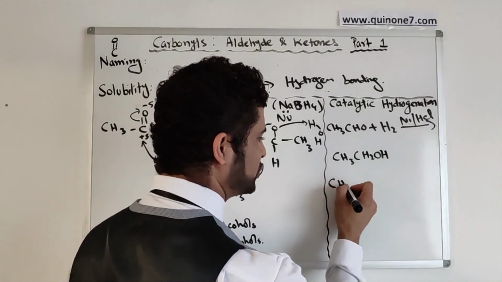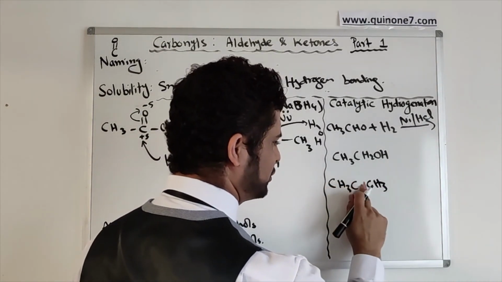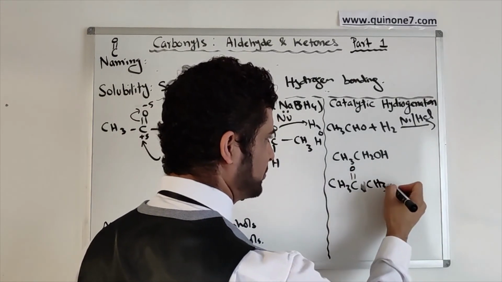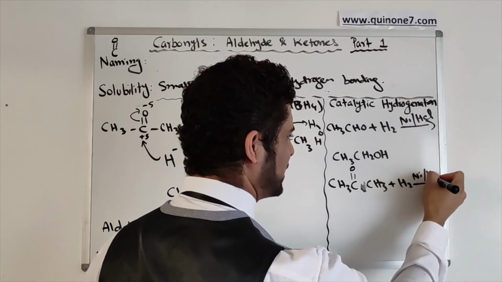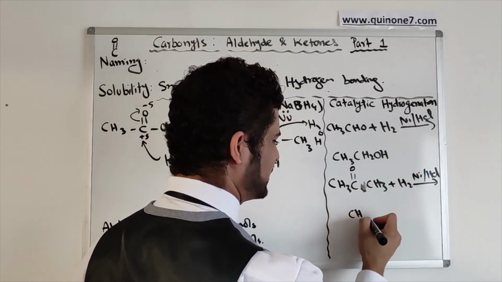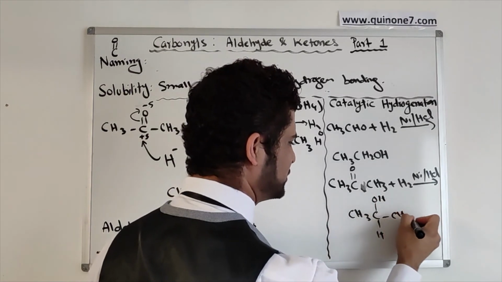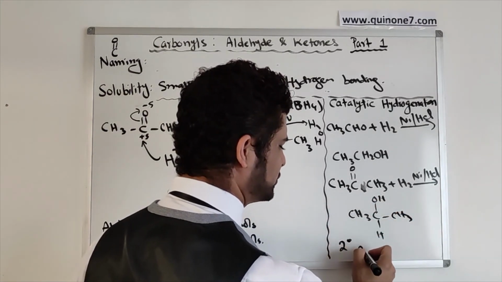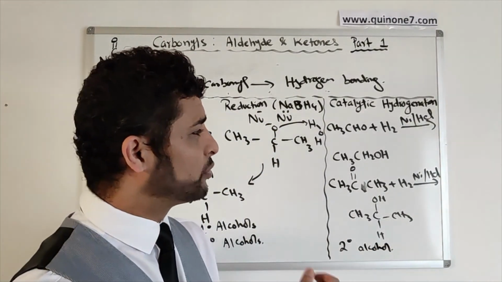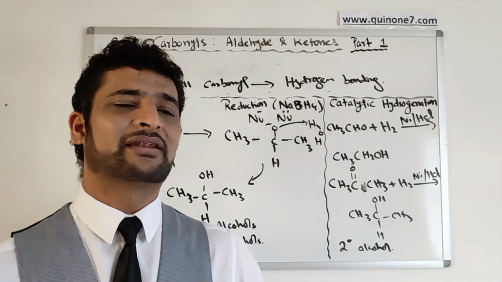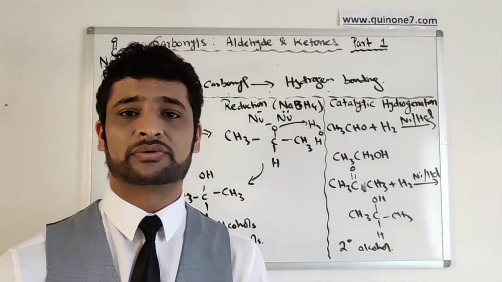Ketones will do the same job. I can remove this to make it more obvious. You will have nickel and HCl, and you will get CH3, and this will be OH, H and CH3, and it will be a secondary alcohol. So both will produce the same product. Here I would like to mention that even if you forget this, you can write down platinum and palladium as the metal for the catalytic hydrogenation as well.